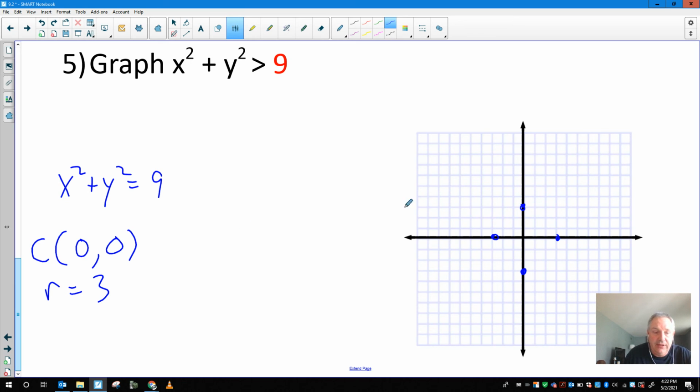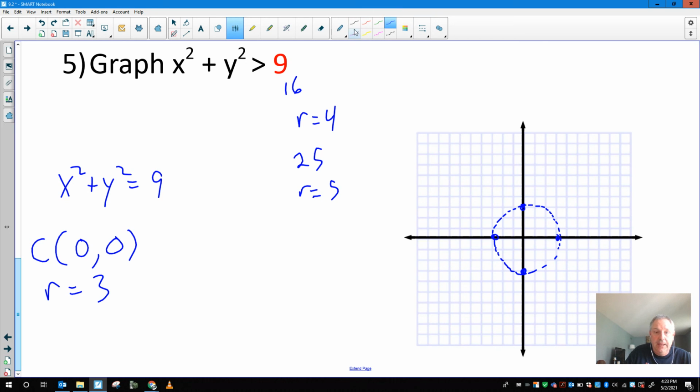We want the distance, that's what this deals with. We want the distance to be more than a radius of 3. We want that number to be bigger than 9 up here. So we want the radius to be bigger than 3. So I'm going to draw a dotted circle, just like a dotted line you would graph. And then I want all the points that would have a bigger radius. Like if this is 16, you'd have a radius of 4. If it's 25, you'd have a radius of 5. So I want all the radii that are bigger than 3.